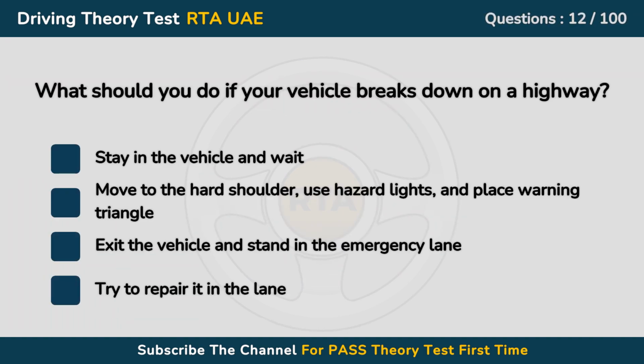Question 12. What should you do if your vehicle breaks down on a highway? A, stay in the vehicle and wait. B, move to the hard shoulder, use hazard lights, and place a warning triangle. C, exit the vehicle and stand in the emergency lane. D, try to repair it in the lane.